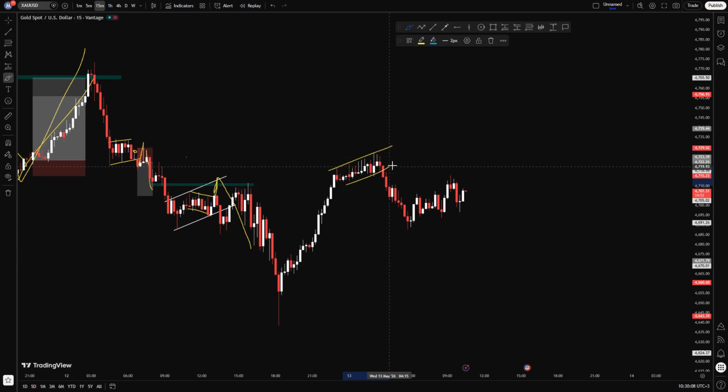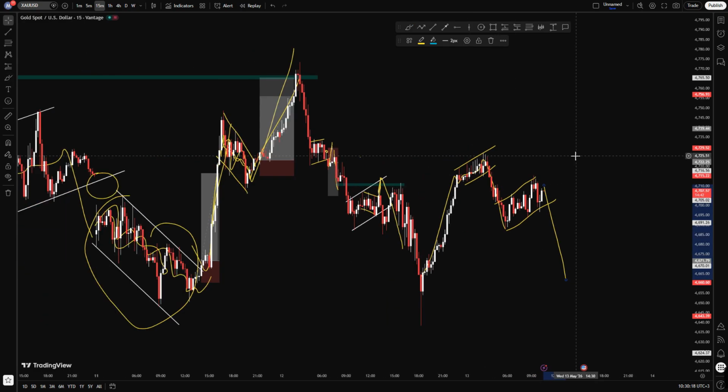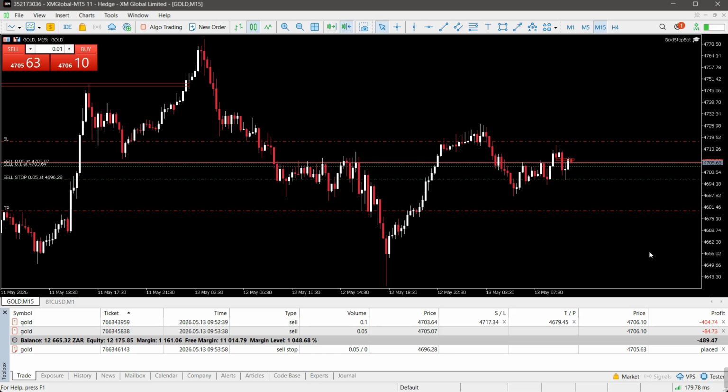We have this, so this was an impulse, correction, impulse, right? And now we have this one right here. We anticipate another push to the downside. All right, traders, this is on my MT5, and as you can see, already I have 2 running trades. And of course, I entered prematurely. Please do not judge me, right? So let's say we have this pattern.